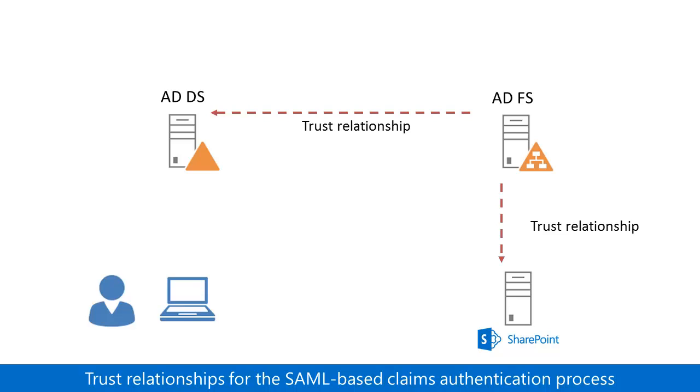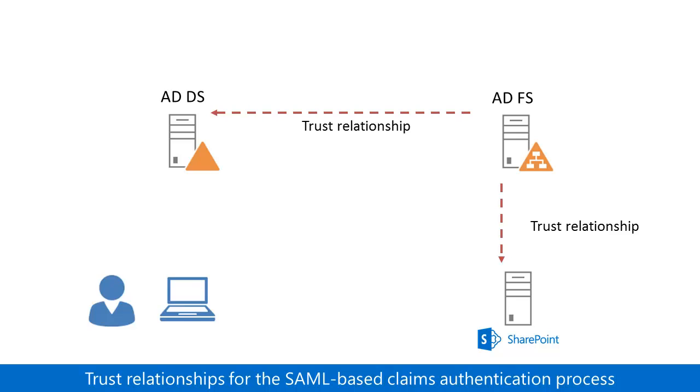ADFS must also trust security token requests for locations on the SharePoint server. For this trust relationship, you configure ADDS with the URLs of SharePoint web applications as relying parties. Web pages within those URLs will now be trusted for SAML security token requests.